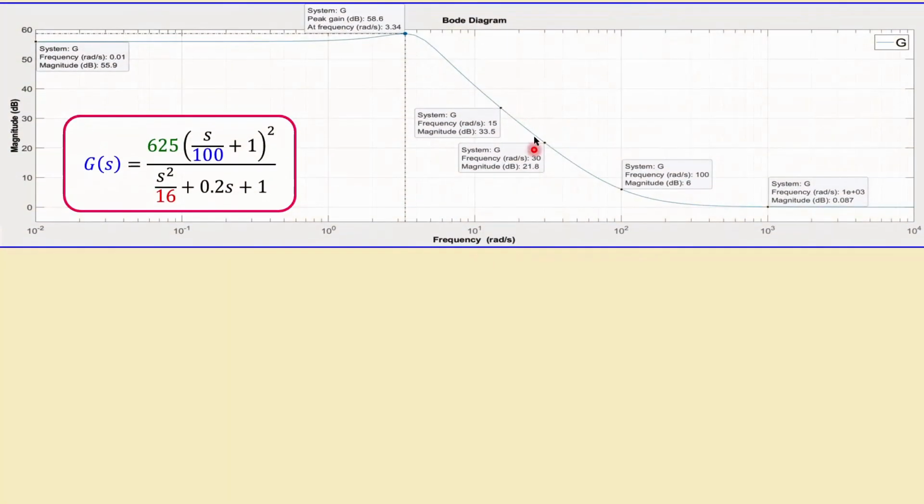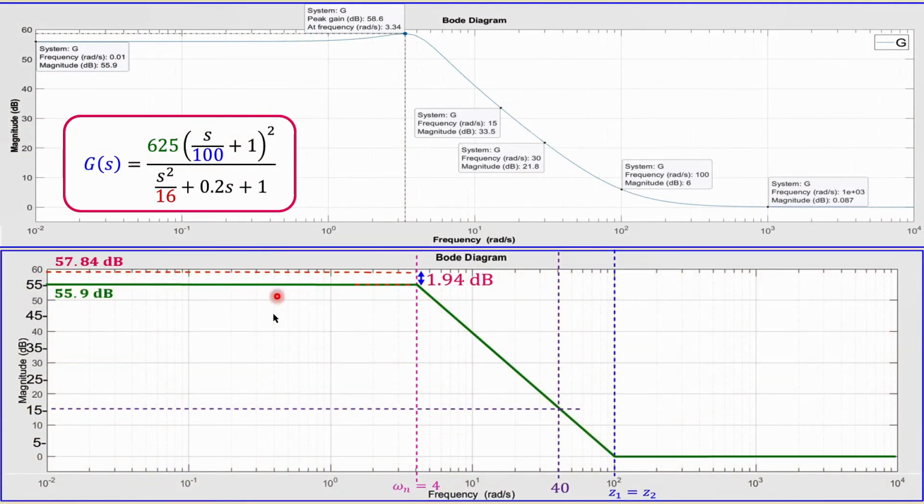Okay, now we will check the gain first. This is what we have from the simulation, and this is what we have determined from our asymptotic approximation. Now let's start with the DC gain. DC gain is 55.9, which is exactly the same as we have, so that is checked. We also see that the gain peaking here is 58.6, but we had 57.84. So it is not exactly as we have determined in our calculations, but it's close. It is less than 1 dB off.